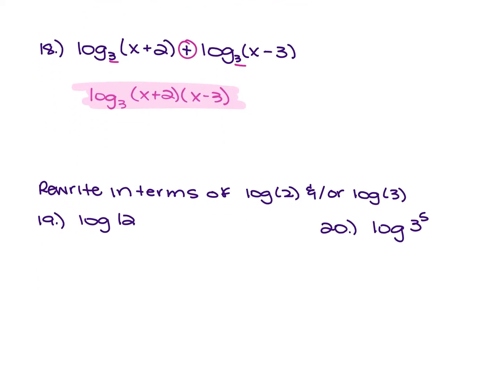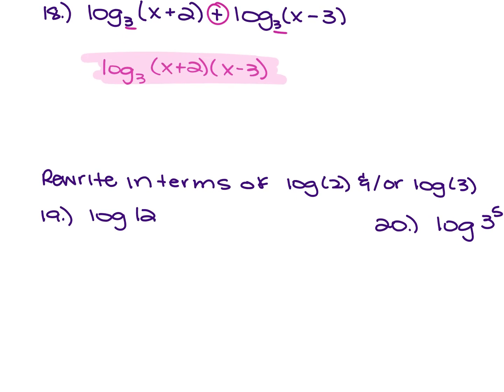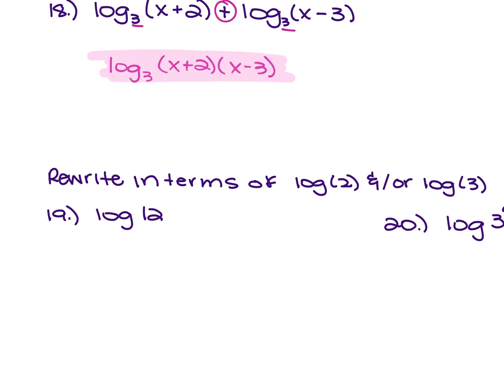For 19 and 20, you are rewriting these logs in terms of 2 and or 3. So for number 19, you have log of 12. 12 is 2 times 6, sorry, and the 6 is 2 times 3. So this is 2 squared times 3. So log of 2 squared times 3.